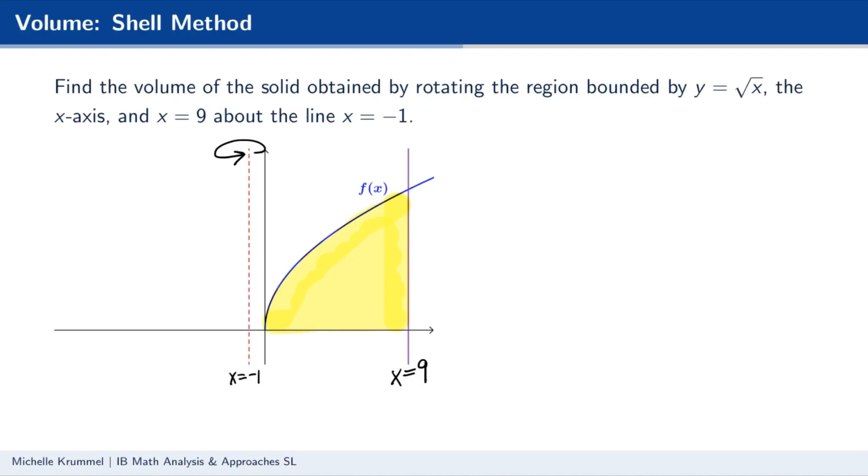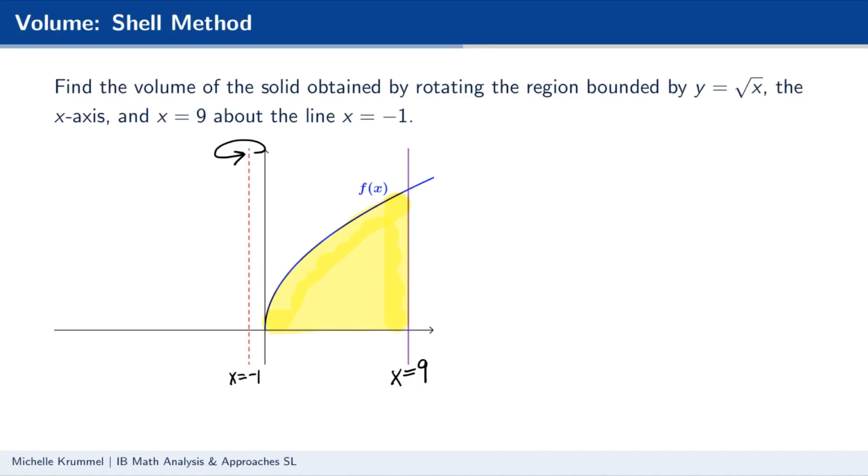This is a problem where we could use the washer method. It wouldn't be too difficult. If we use the washer method here, we would be drawing our rectangles perpendicular to the axis of rotation, so we have to solve our equation for x because we need a horizontal distance. You can solve this for x, it's not too difficult, and go ahead doing the washer method. But we're here to practice the shell method, so let's use that one instead.